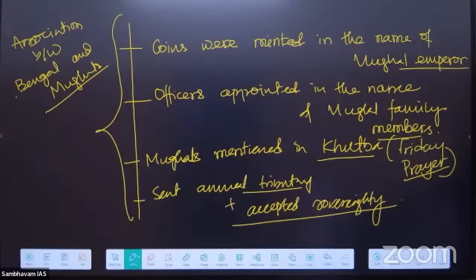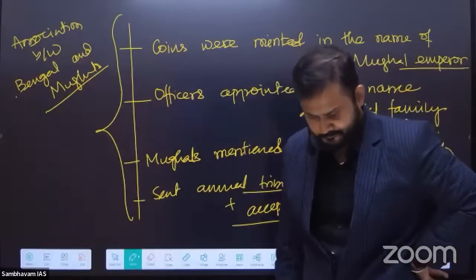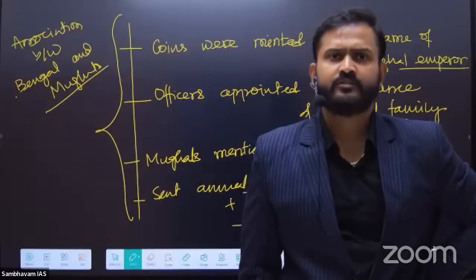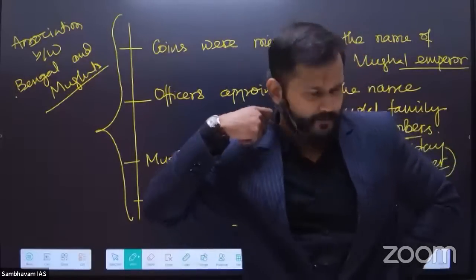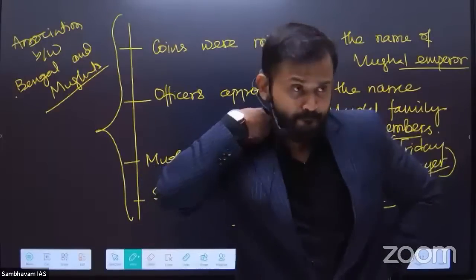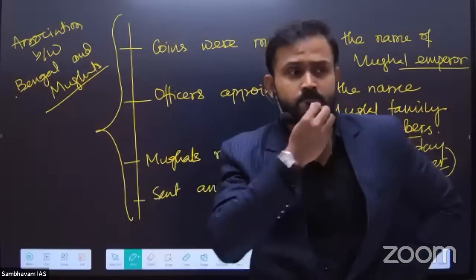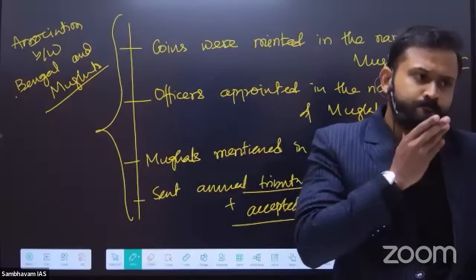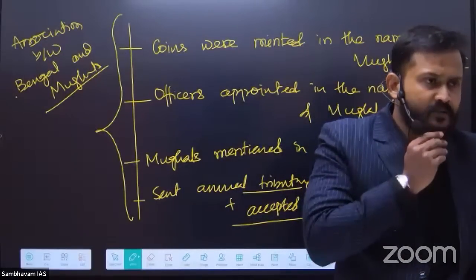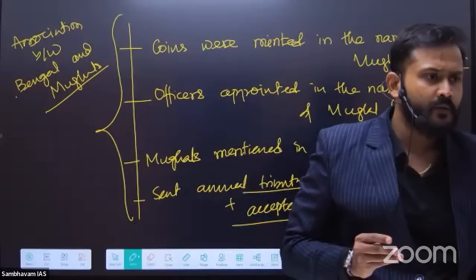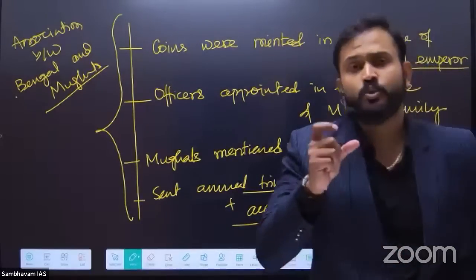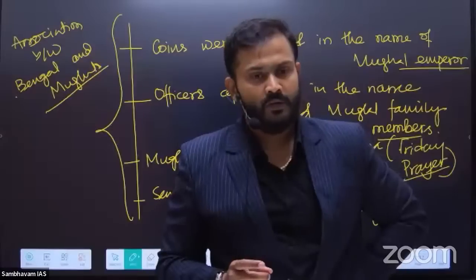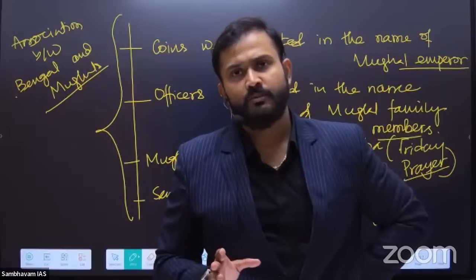Done. All right. Change the paragraph. I will jump forward certain points. Acha, just write down one point. Murshid Quli Khan transferred, that means shifted the capital. Murshid Quli Khan shifted the capital from Dhaka to Murshidabad.